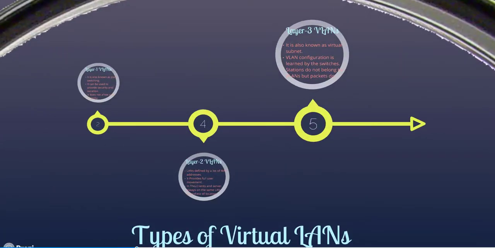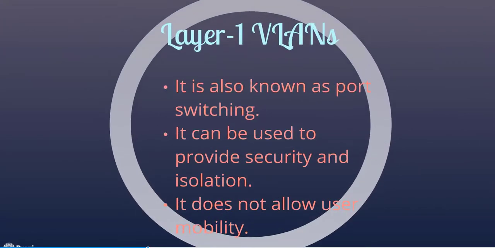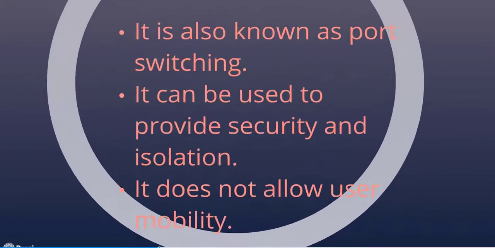So these are the types of virtual LANs. The first one is layer 1 VLAN. Remember layer 1, that's the physical layer. It's also known as port switching. It can be used to provide security and isolation. It does not allow user mobility.